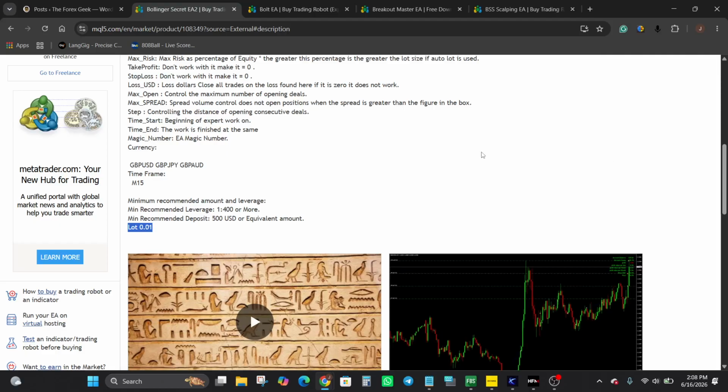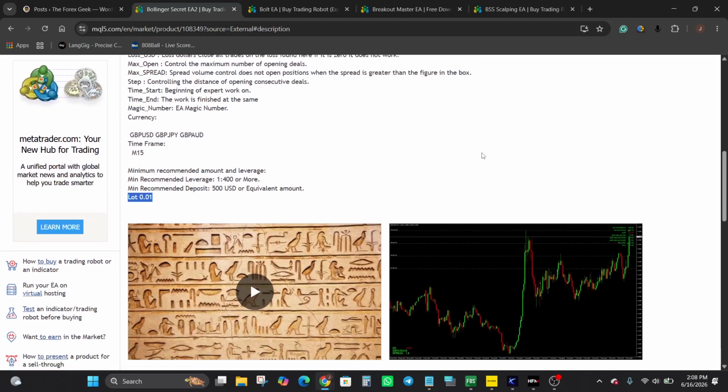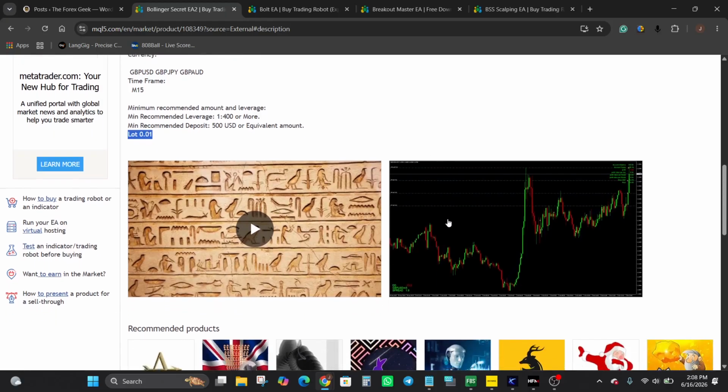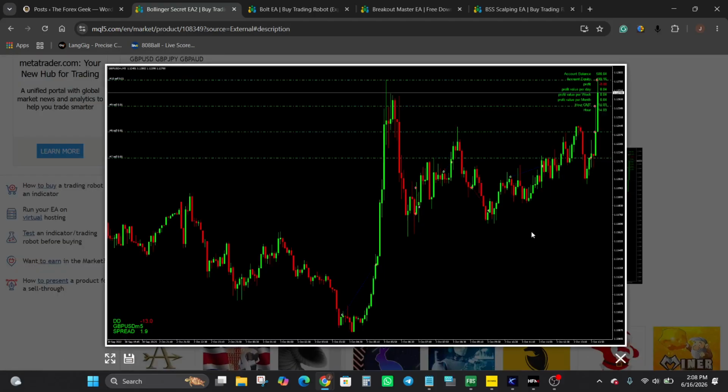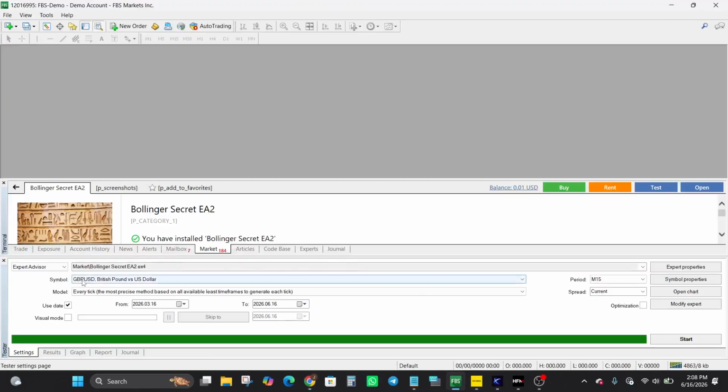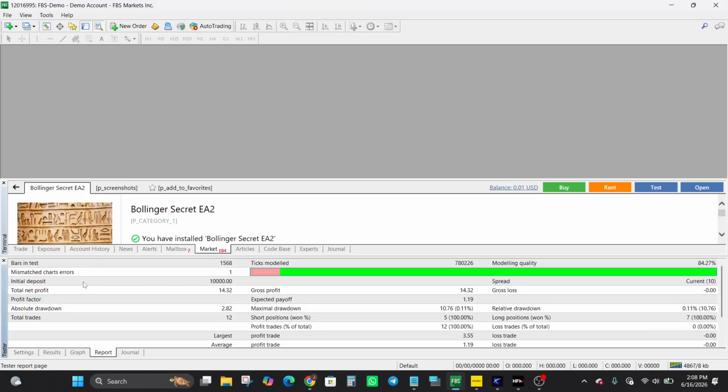When reviewing any backtest, I always like to remember that historical testing provides useful insight into past behavior, but it does not guarantee future performance. So we are going to head over to the strategy tester right away. Let's see how this EA performed on GBP USD on the M15 time frame as recommended over the past 3 months. So we can see that from an initial deposit of $10,000, total net profit was 14.32.